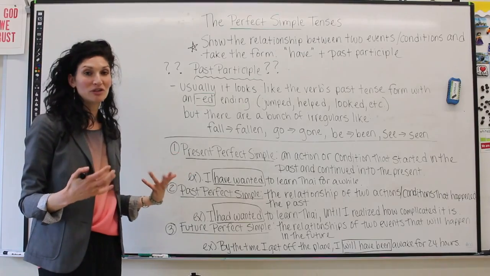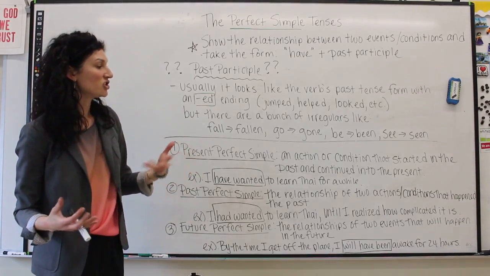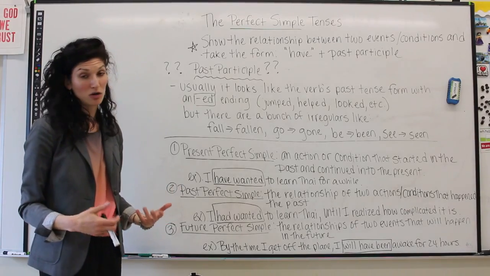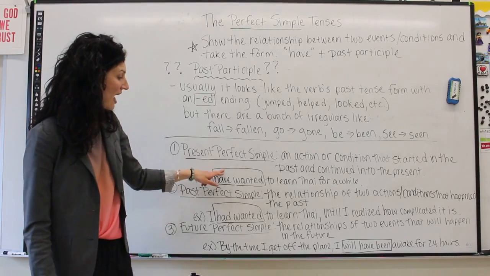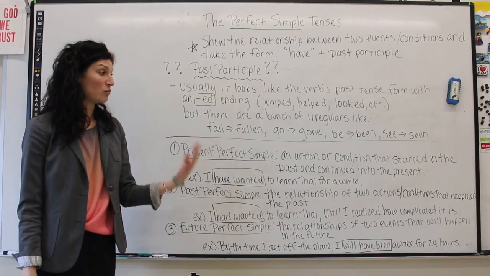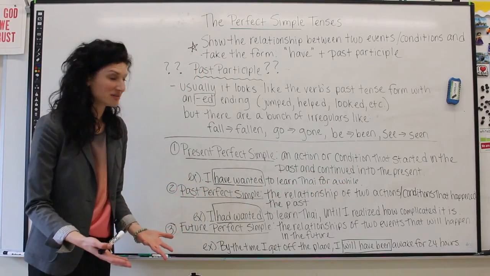Basically, we use the present perfect simple to describe an action or condition that started in the past and has continued into the present. So, for example, I have wanted to learn Thai for a while. I wanted to learn Thai and I still want to learn Thai.